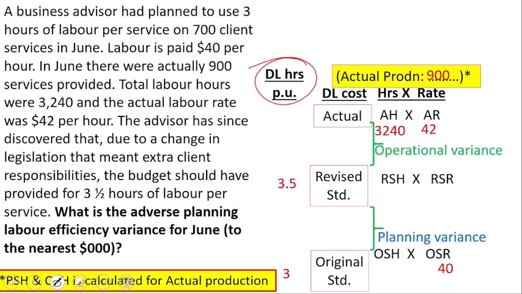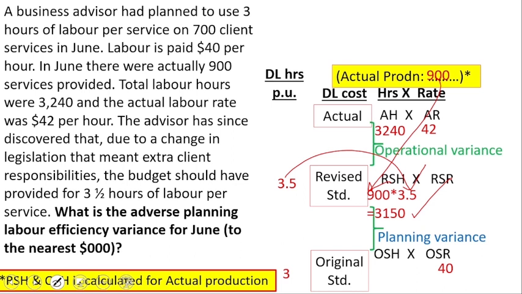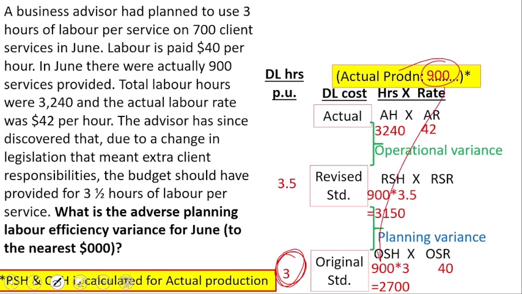So direct labor hours required per unit is 3.5 hours. So that was for 1 unit. So for 900 units, what is the revised standard hours? It is 900 multiplied by 3.5 or 3150 hours. Likewise, as per the original standard, for 1 unit, 3 hours is required. So for 900 units, how many hours are required? So that's 900 multiplied by 3 or 2700 hours. And regarding the revised standard rate, they have never said anything about revising the rates, which means that the original standard rate is also the revised standard rate.